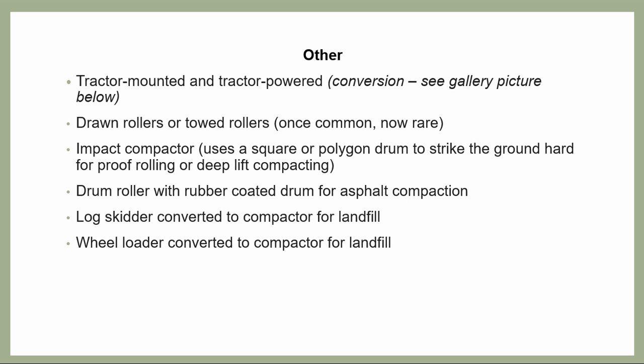Besides this, there are various kinds of rollers also available. Those are the tractor mounted and tractor powered rollers. Basically, there is an attachment with a steel cylinder or a concrete cylinder fitted at the front or the rear side of the tractor, and then it gets its power from the tractor.